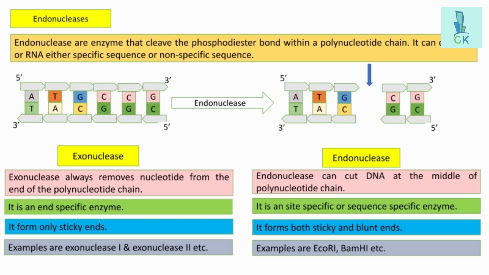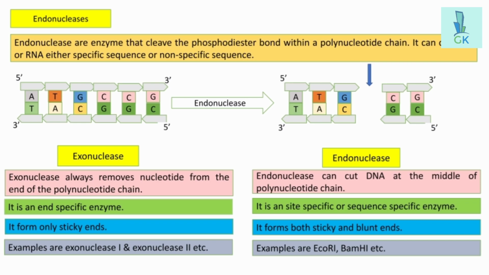We should know the basic differences between exonuclease and endonucleases. First, exonuclease always removes nucleotides from the end of the polynucleotide chain, and endonuclease can cut DNA at the middle of the polynucleotide chain. The second one is exonucleases are end-specific enzymes. It means it will remove nucleotides from the end, like the 5' end or the 3' end.